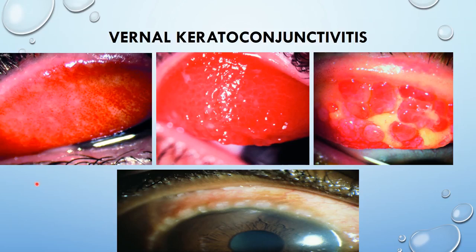Limbal disease typically affects black and Asian patients. This is the limbal variant of vernal keratoconjunctivitis, which affects the limbal area, while these are the palpebral type. Also, mixed vernal keratoconjunctivitis can be seen and shows features of both palpebral and limbal disease.